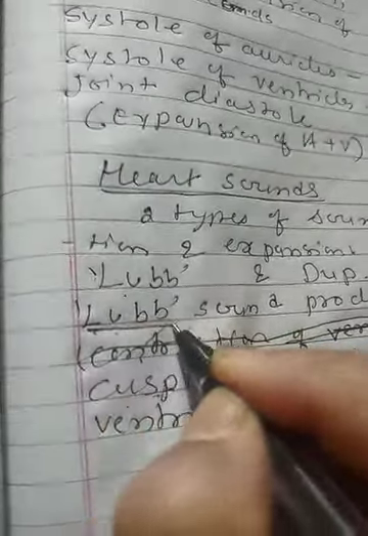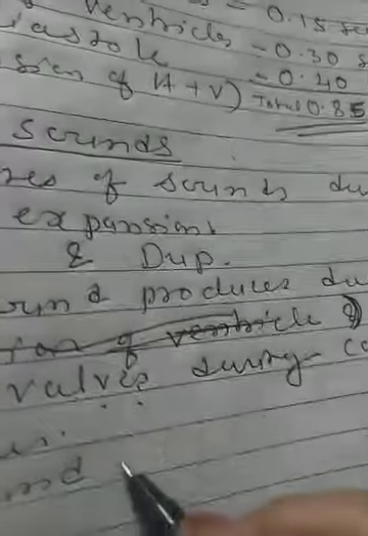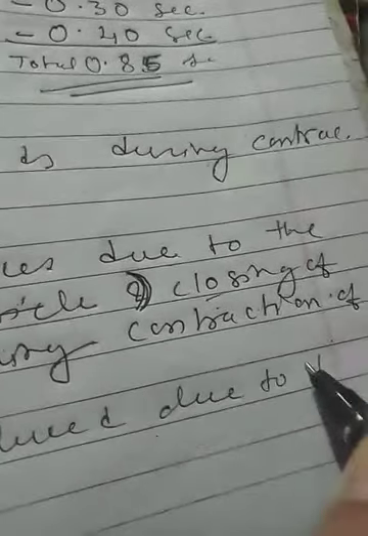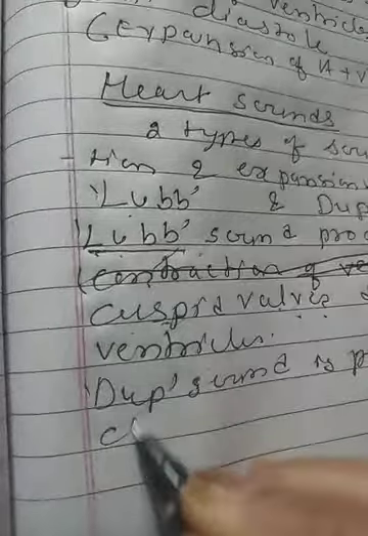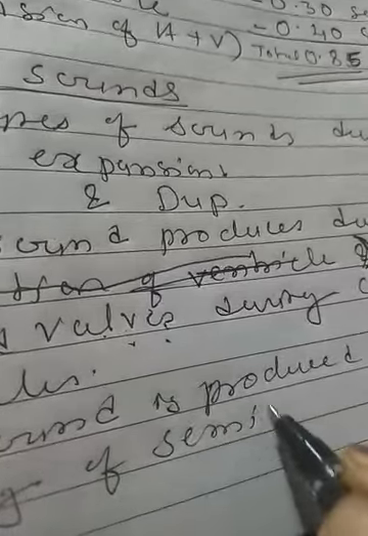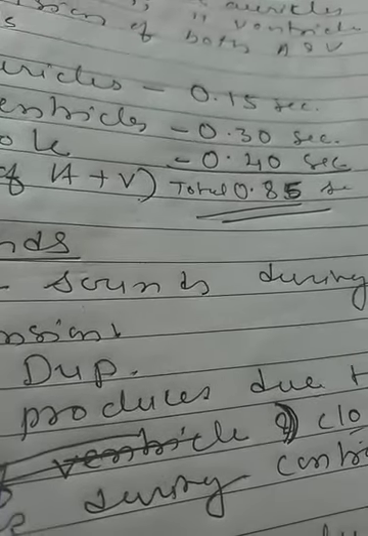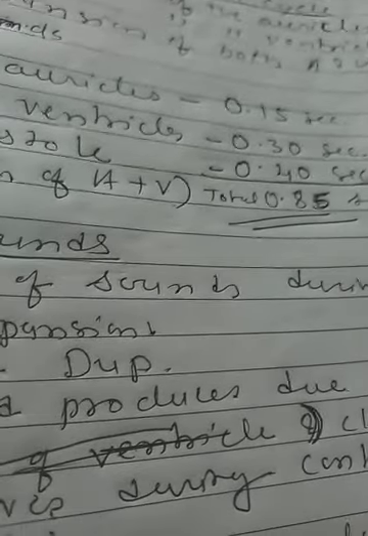Now, dub sound. Dub sound is produced due to the closing of semilunar valves. Semilunar valves. Clear here? Yes, miss.